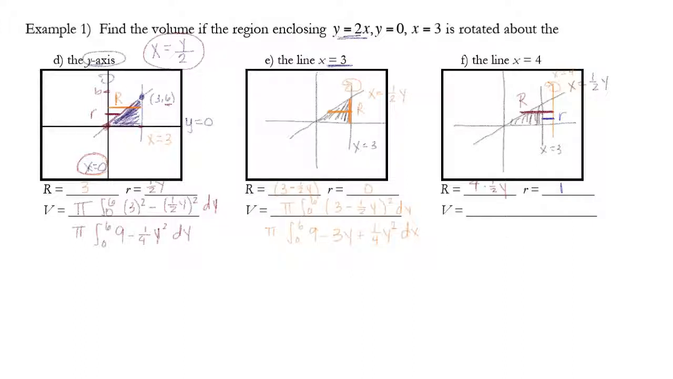So we're ready for our integration. We're going to have pi, and we are going to integrate. Again, we're going to use our y endpoints, so from 0 to 6, of big R squared, so 4 minus 1/2 y all squared, minus little r, so minus 1 squared dy. Once you go ahead and expand it out, you should be ready to integrate and should be able to get the final answer.